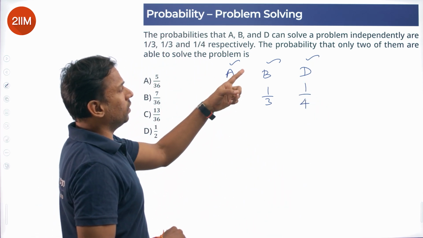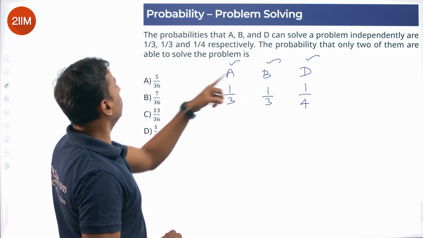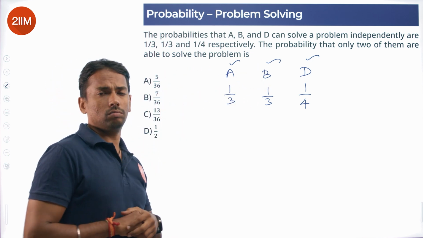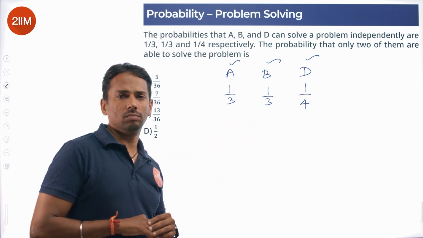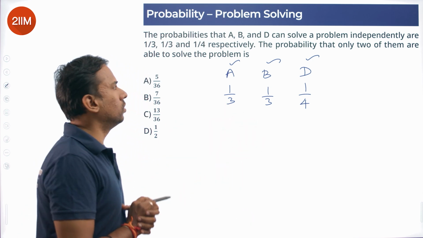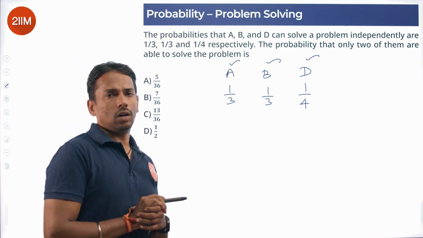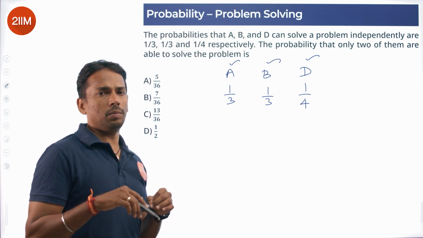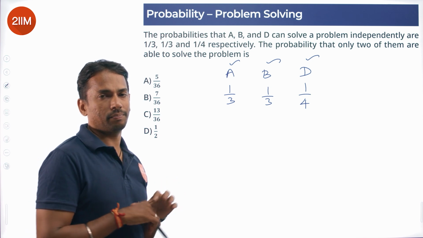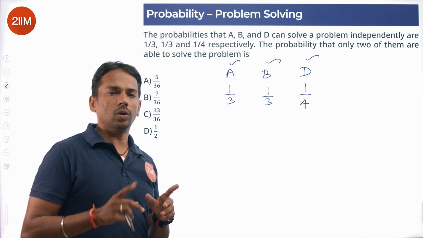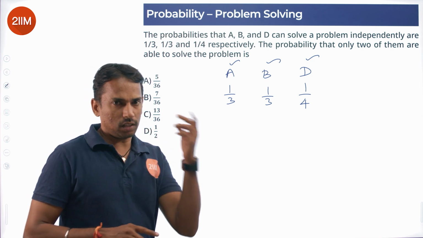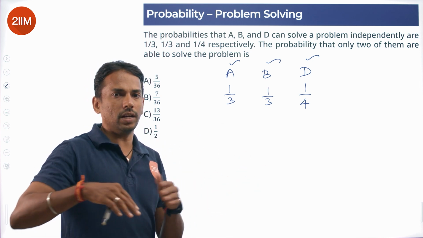So these are the probabilities. The probability that only 2 of them are able to solve the problem is what? So out of the 3, exactly 2 of them can solve. What is the probability? This is a question from probability based on the independent probability idea. That means one of them solving or not solving is not going to be affected by the other person solving or not solving. All these are independent events.